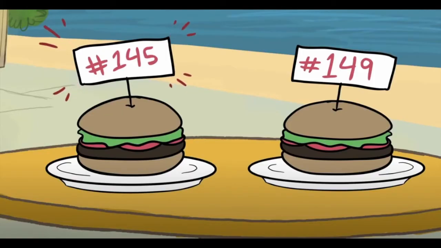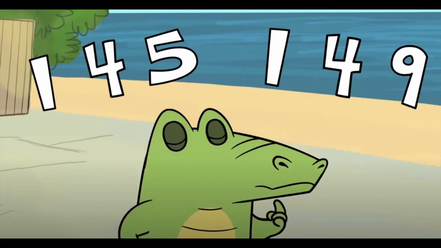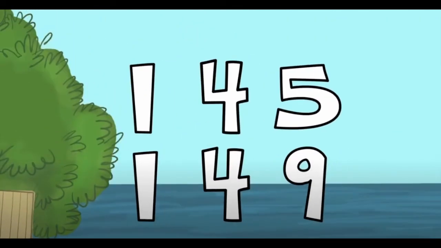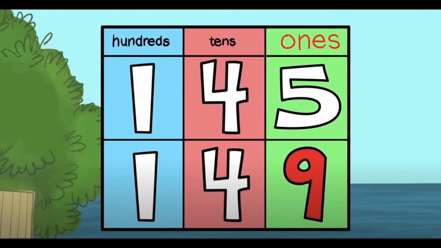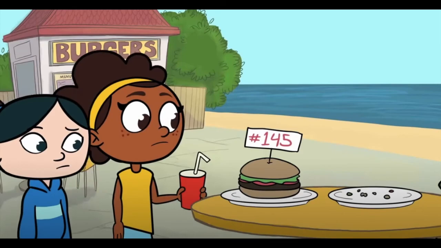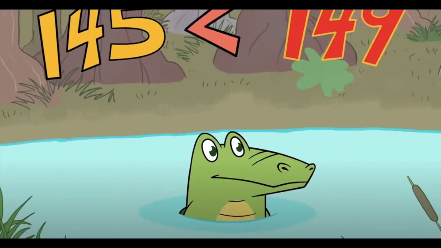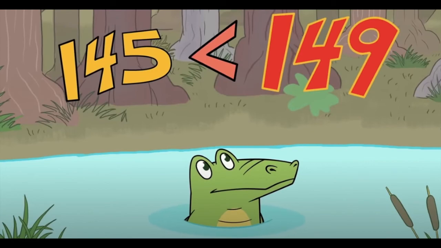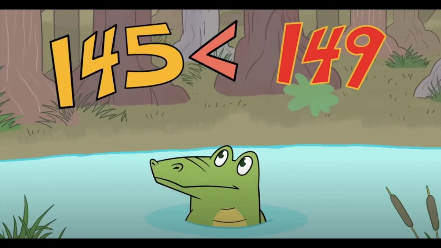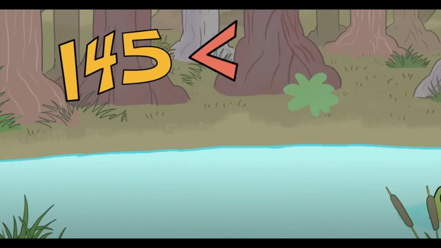145 and 149. The gator needs the greater value on the number line. He looks at the place values from left to right. Nine's the greatest ones place, so he takes a big bite. The hungry alligator eats the number that's greater. The number that is least is never part of his feast.